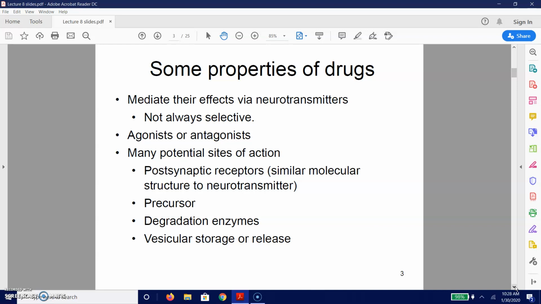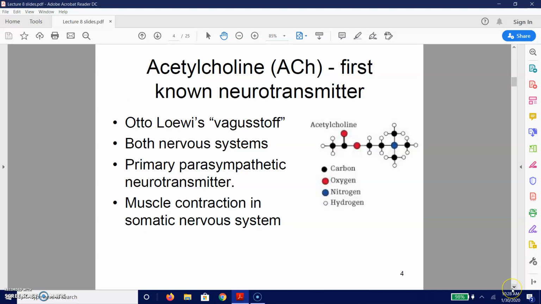They can work on postsynaptic receptors. They can serve as precursors. They may affect enzymes that break down neurotransmitters, and they can affect storage or release of neurotransmitters.